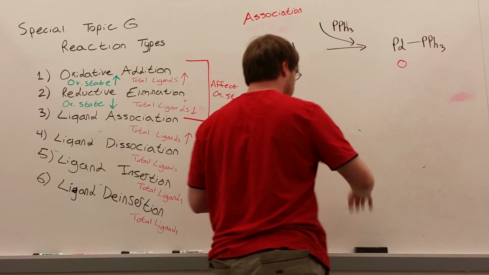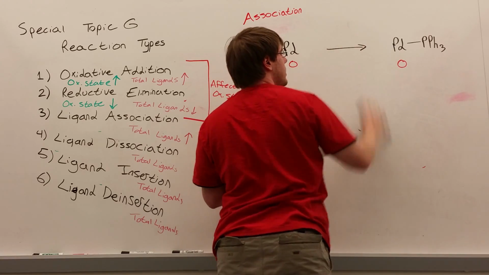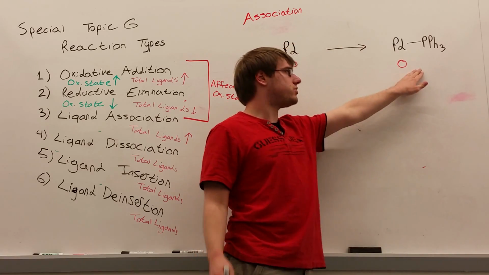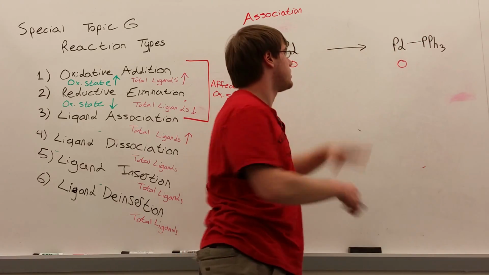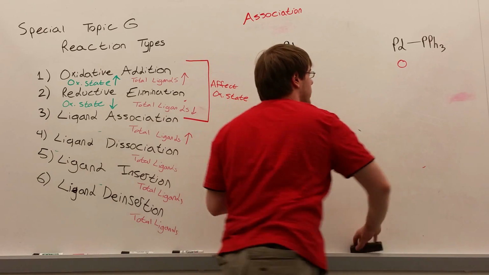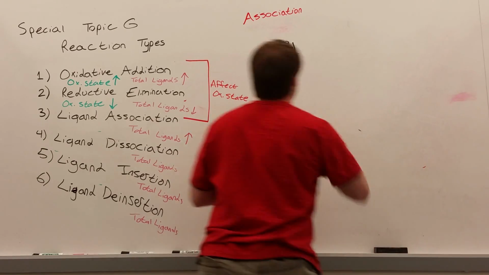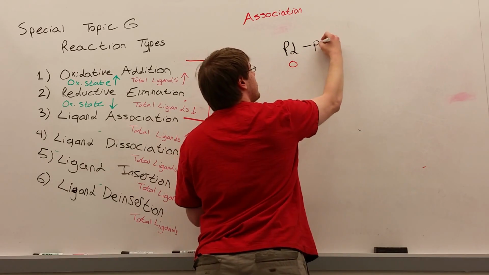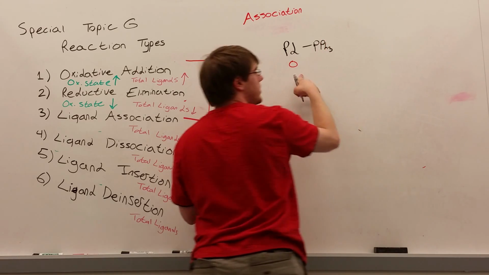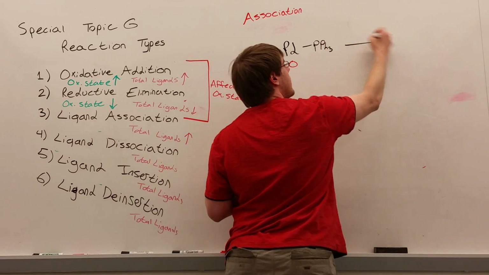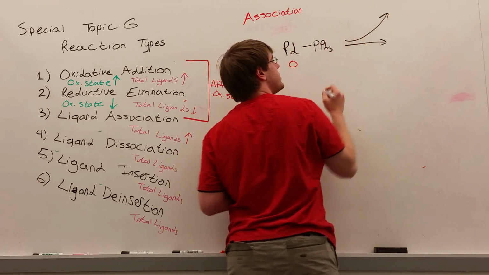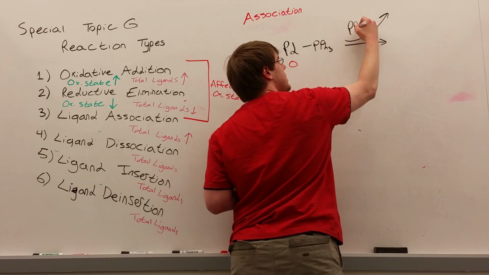If we, for example, let's start with this. If we have a metal with an oxidation state of 0 and some ligand leaves, so let's switch to, you know what, we'll just start from scratch. So let's say we have Pd(PPh3). Okay, so oxidation state of 0 and 1 ligand. And then we see over the arrow something's leaving, and that thing that's leaving is our PPh3.